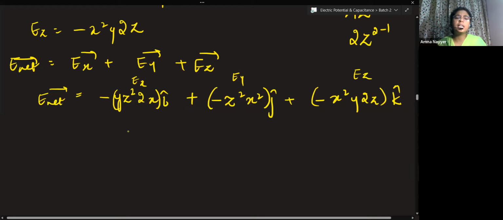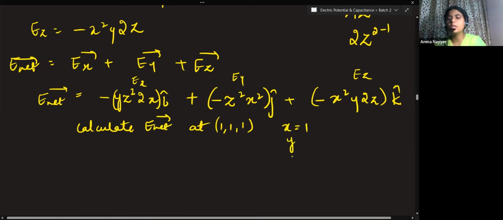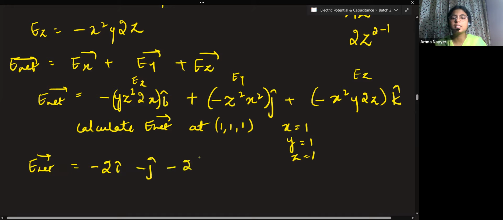Now, even if you get any kind of question, if it says calculate the net electric field at 1, 1, 1, it means x is equal to 1, y is equal to 1, z is equal to 1. Put it over here. E net will be what? If you put y as 1, z as 1, x as 1, this will be minus 2 i cap only. If you put z as 1, x as 1, this will be minus j cap only. If you put x, y, z all as 1, this will be minus 2 k cap. This will be the net electric field.